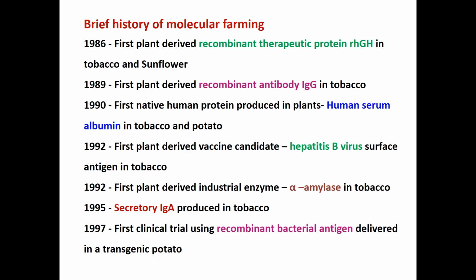In 1992, the first plant-derived vaccine candidate, hepatitis B virus surface antigen, was produced in tobacco plant. In the same year, 1992, the first plant-derived industrial enzyme, alpha amylase, was produced in tobacco. During 1995, a secretory antibody, IgA, was produced in tobacco. In 1997, the first clinical trial was done using a recombinant bacterial antigen delivered in a transgenic potato.